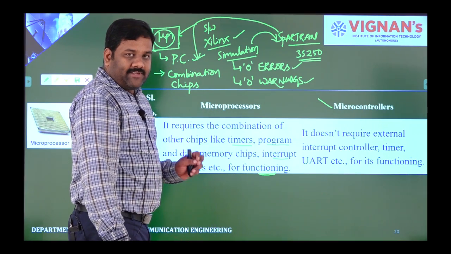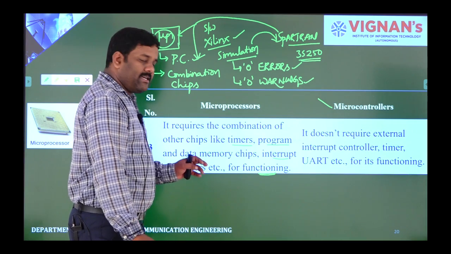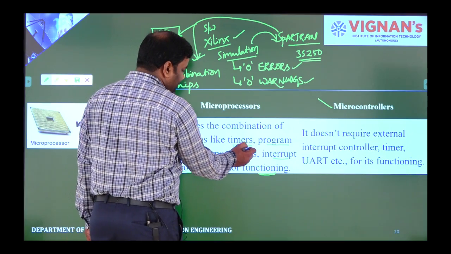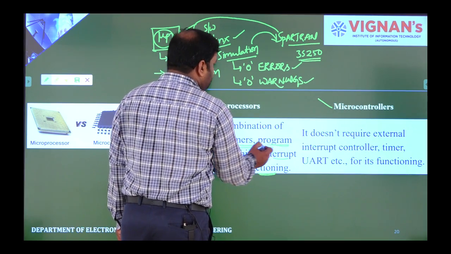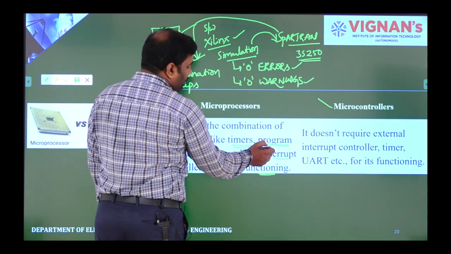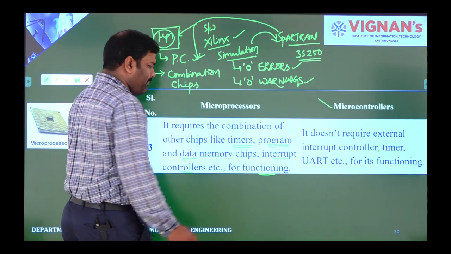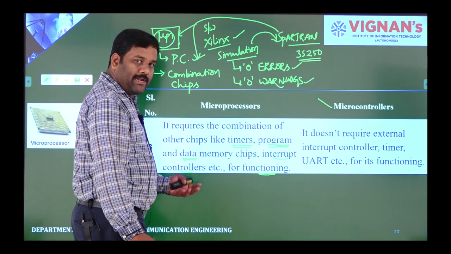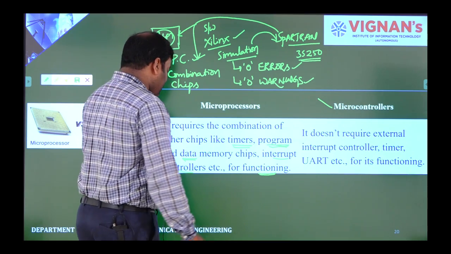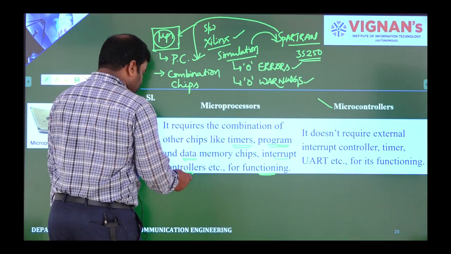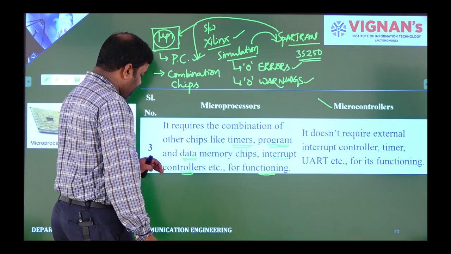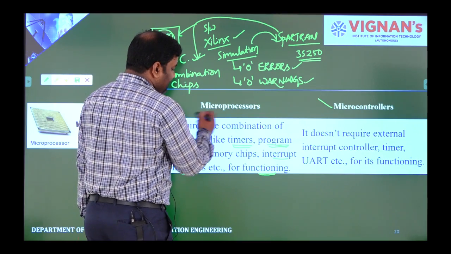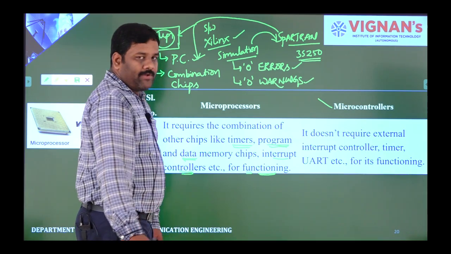Timer decides at what time, which statement or which instruction has to be executed. And the program memory stores the entire program, let it be maybe 5 to 7 lines of program. And the data memory is the input data to this particular program, and then interrupt controllers. This depends upon whether we need an interrupt controller or not, which we have to decide manually. And these are all needed for proper functioning.